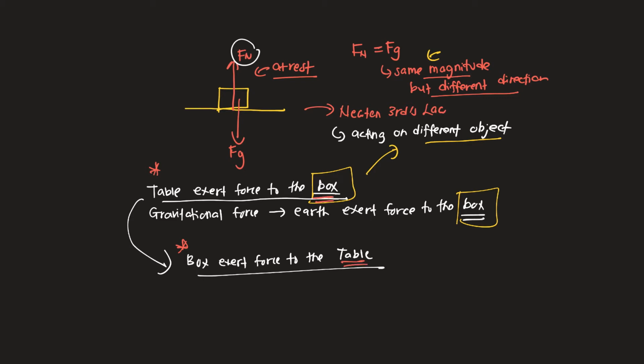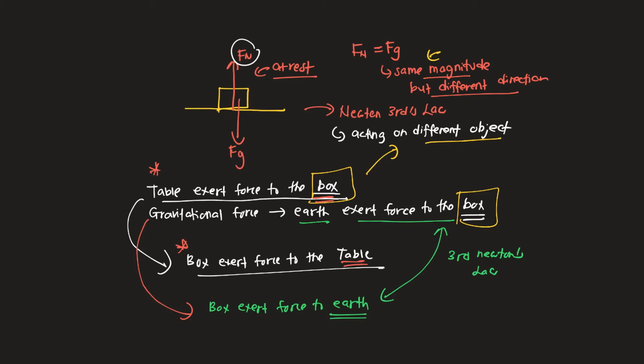And how about gravitational force? Gravitational force comes from Earth. Earth exerts force to the box. So another statement to complement this one is the box exerts force to Earth. But Earth is not going to move because the box is very, very small. So this one and this one come in a pair, and this is Newton's third law.